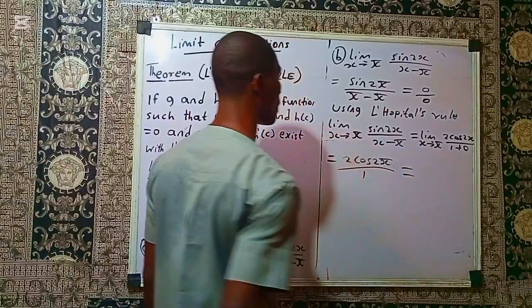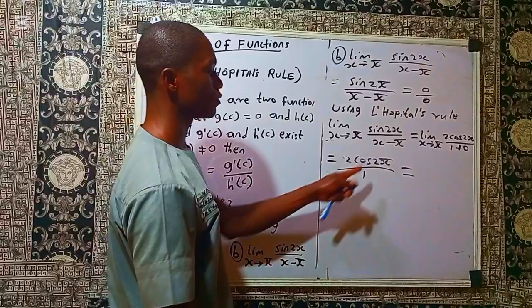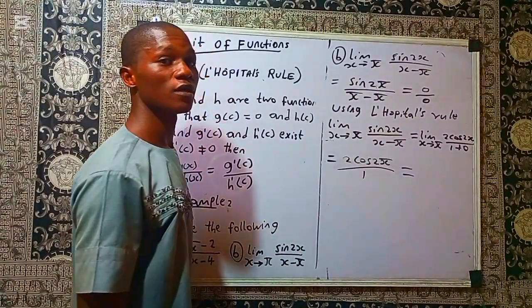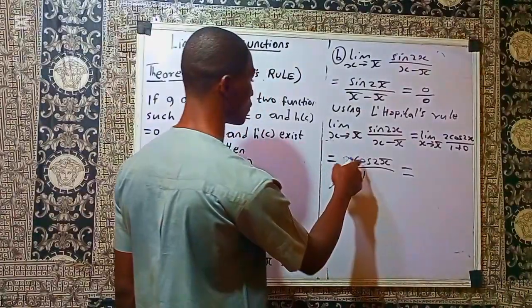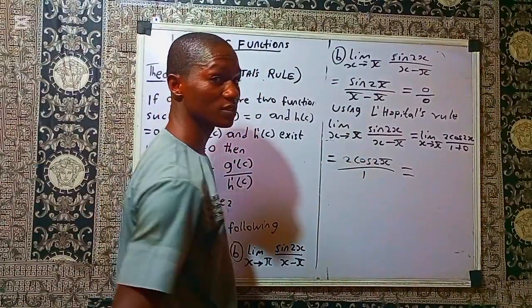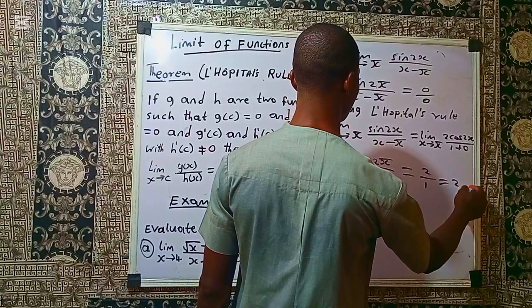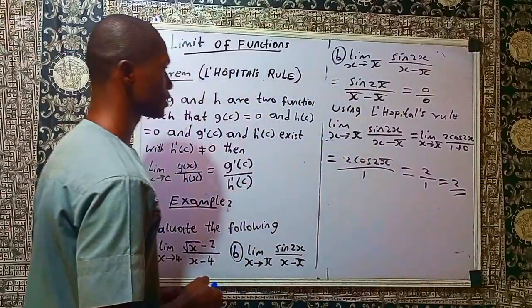Then we now evaluate. What is cos 2 pi? That's cos 360. Cos 360 is 1. And we have 2 multiplied by cos 360. That's 2 multiplied by 1, which is 2 divided by 1. This gives us 2 as the result.